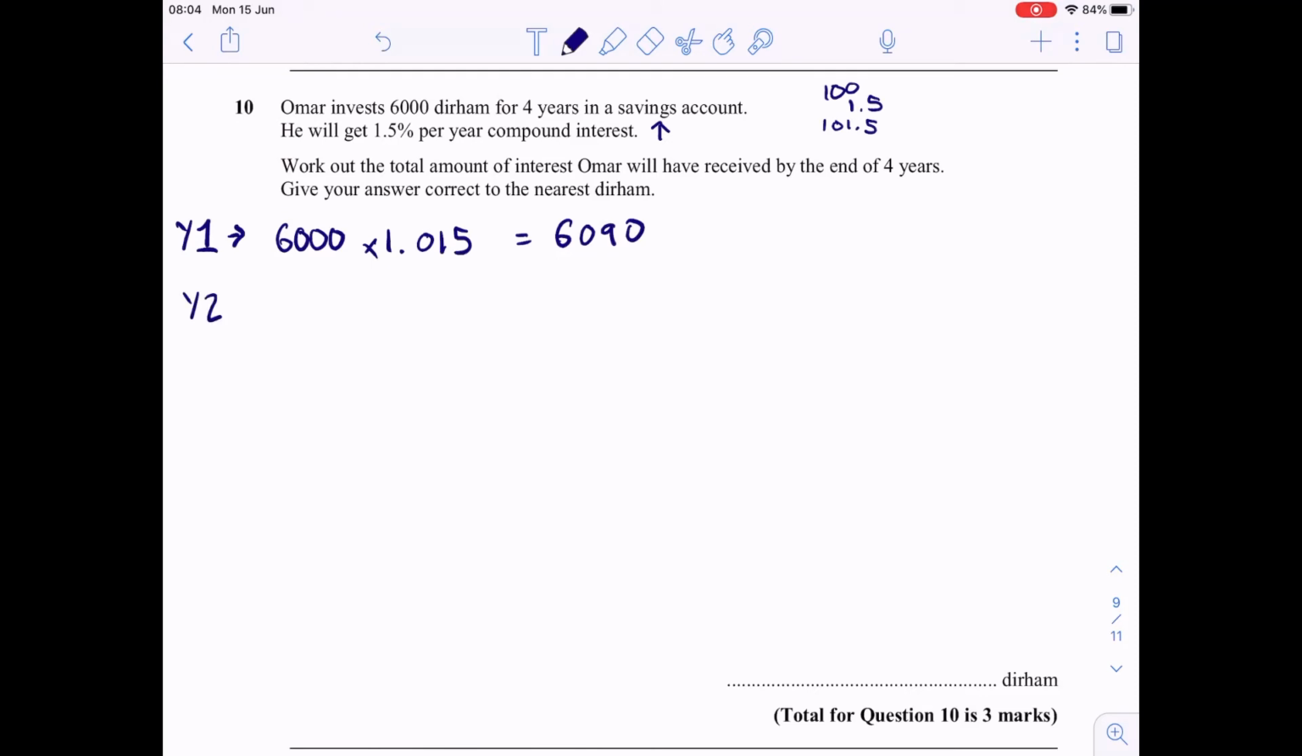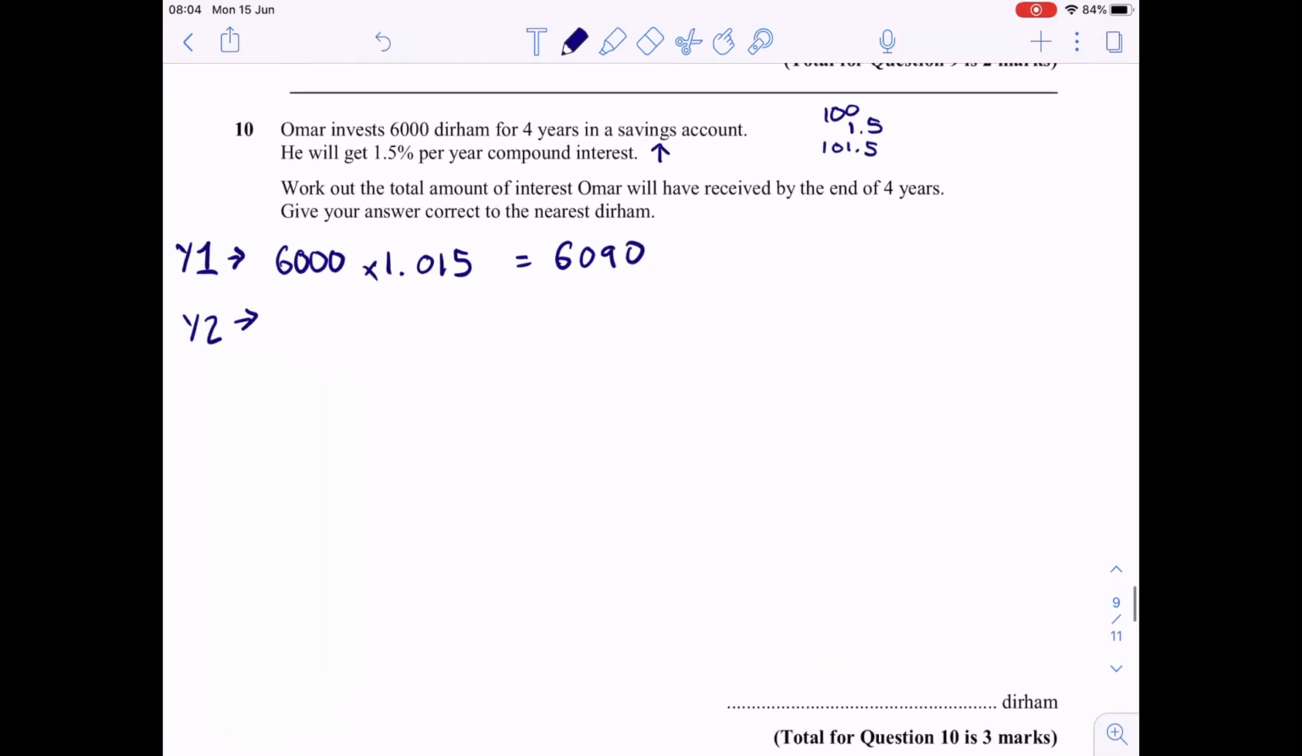Now in year 2, we're not going to use 6,000 again, or just add 90 again. We need to take our new value, which is 6,090, and times this by 1.015, because 1.5% of this new larger amount is going to be more than 1.5% of our smaller 6,000. I'm going to change 6,000 to 6,090, and I now get 6,181.35. So that's at the end of year 2.